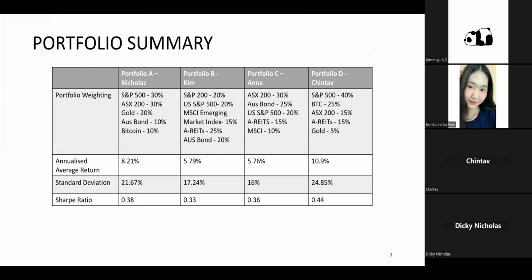After I invest in all these assets and calculate it on 5 years of data, my annualized average return is around 8.21%, and the risk that I have is 21.67%. You can continue to do portfolio B.